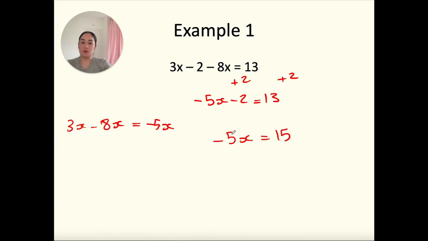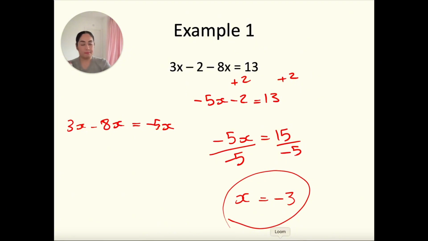Next, we're going to isolate the variable by performing the inverse operation. So we're going to divide both sides by negative 5, right? So minus 5x divided by minus 5 gives us x. 15 divided by minus 5 gives us minus 3. So be very careful with your signs. A positive divided by a negative gives us a negative. So x is equal to minus 3.